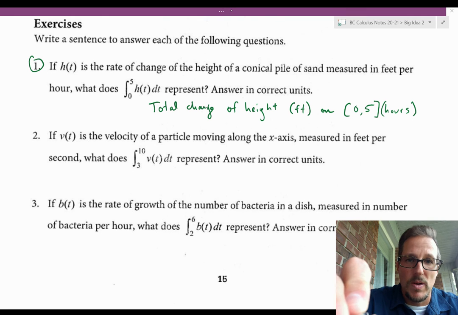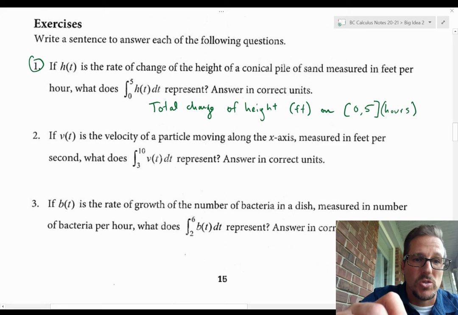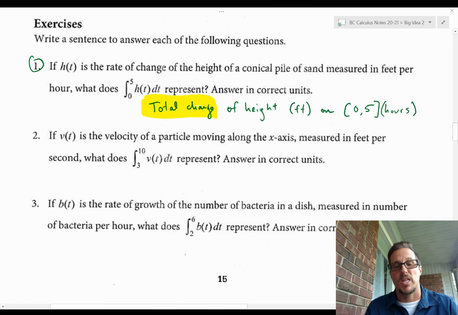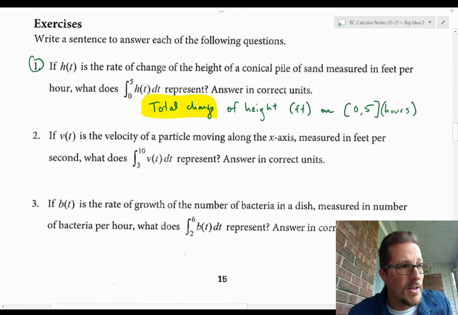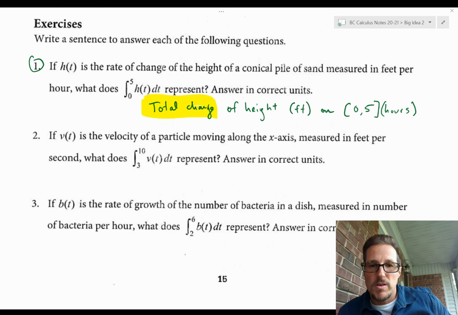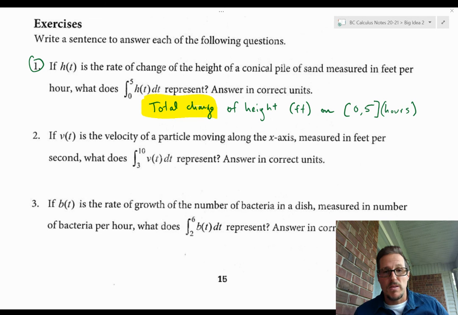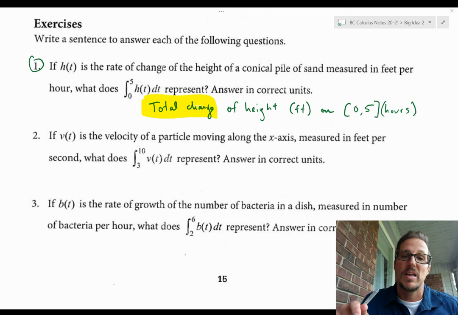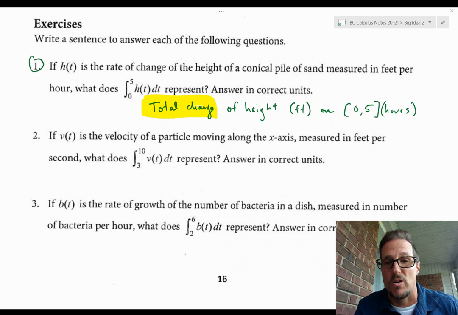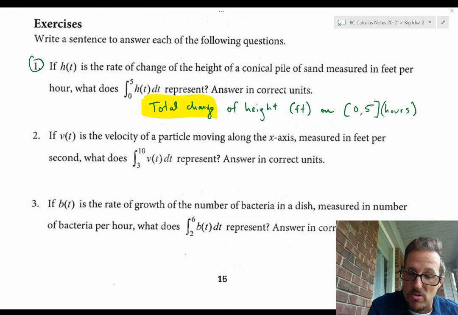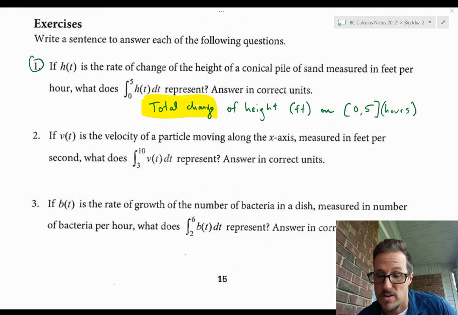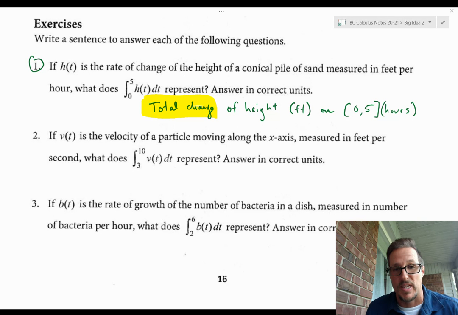But it's this new idea that I want to stress: this definite integral is the change in the height. Does it give me the height of the pile? No, it doesn't give me the height of the pile at 5. To figure out the height of the pile at 5, I would have to know the height at the beginning, the height at 0, and I would have to add the height at 0 and the total change in the height from 0 to 5 to know what the height is at 5. So a definite integral gives me the total change. It doesn't give me where something is.